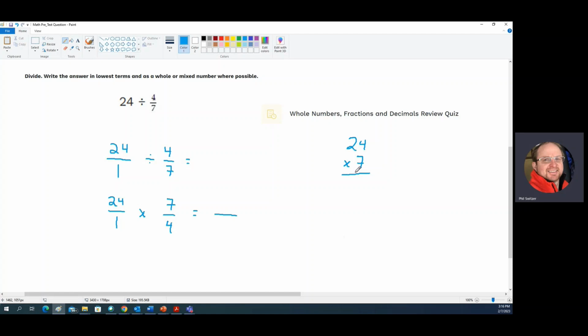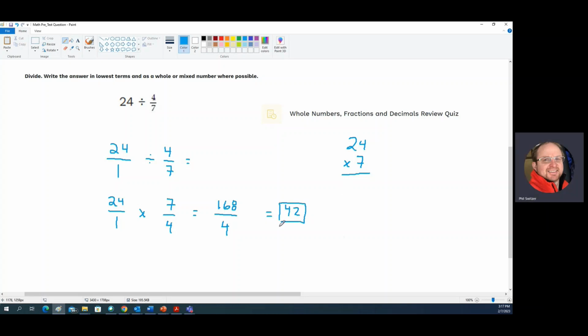Okay, so I'm going to go 24 times 7, 168 right on top. So top by top, bottom by bottom, 168/4. 168 divided by 4. How many 4s are in 168? Well, let's again use the calculator. 168 divided by 4. There's 42. Nice. It nicely goes so easily. Let me just write it here. I put a box around it, so I've got the right answer.